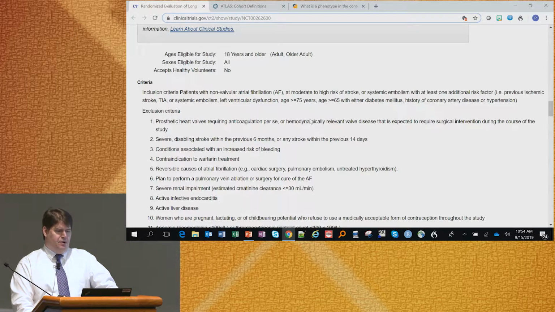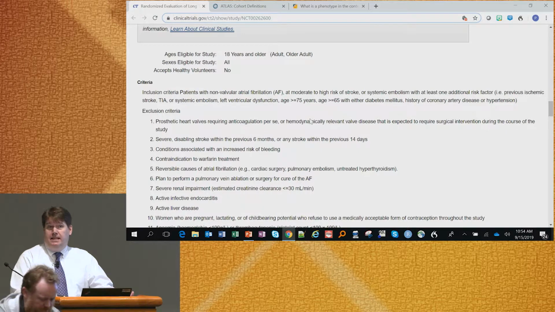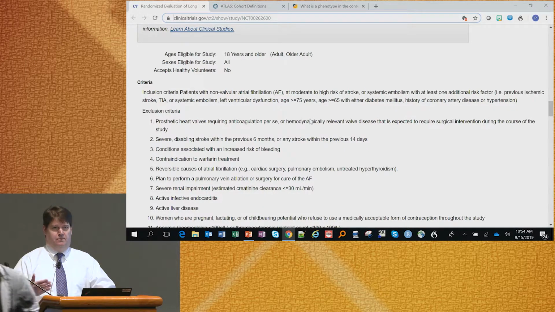Severe disabling stroke within previous 6 months or any stroke within the previous 14 days. We'd have to think a little bit about what disabling means. Maybe that means that they had a hospital visit. So we could describe it as they had a stroke and they stayed in the hospital for so many days since they were unable to leave the hospital. So maybe that's an option.